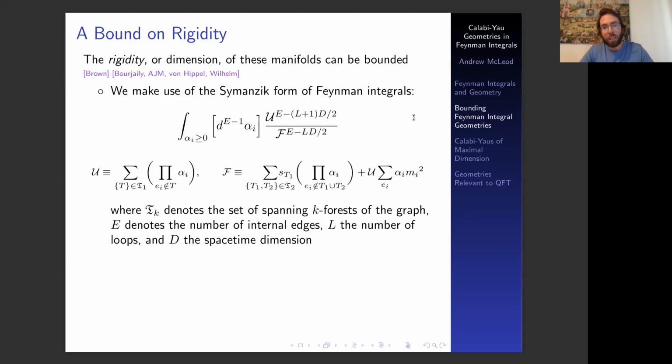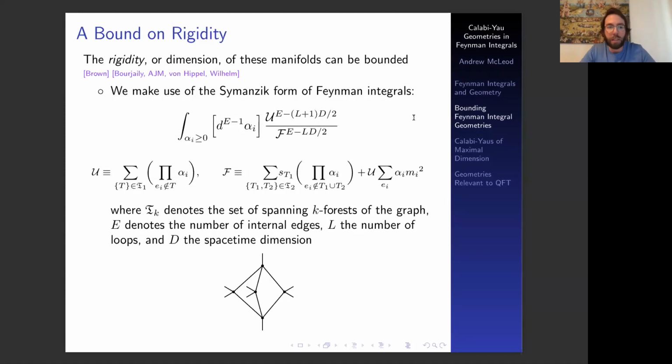And my notation here is such that the integration measure is a projective integration measure. So there's actually an integral over all E of the Feynman parameters associated with internal edges, but one of them can always be done trivially with a delta function. So this form of these integrals is given in terms of a U and F polynomial, which can be given a graph theoretic definition in terms of spanning K forests. So let me give an example of how that works.